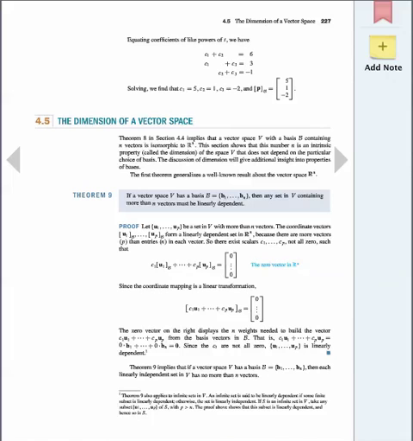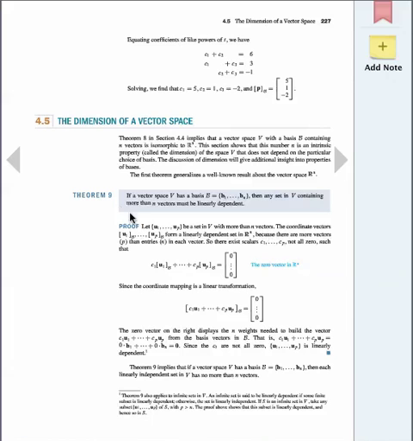4.5 is called the dimension of a vector space, and you may have noticed that I've been assiduously avoiding the term dimension for the entire course, and that's because we couldn't precisely define it until now. We're going to start the section with a couple of theorems that will let us define dimension.